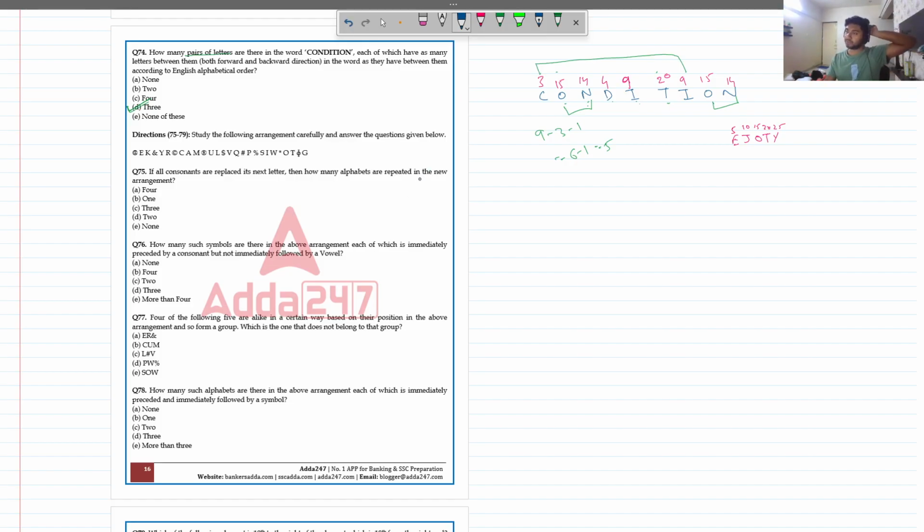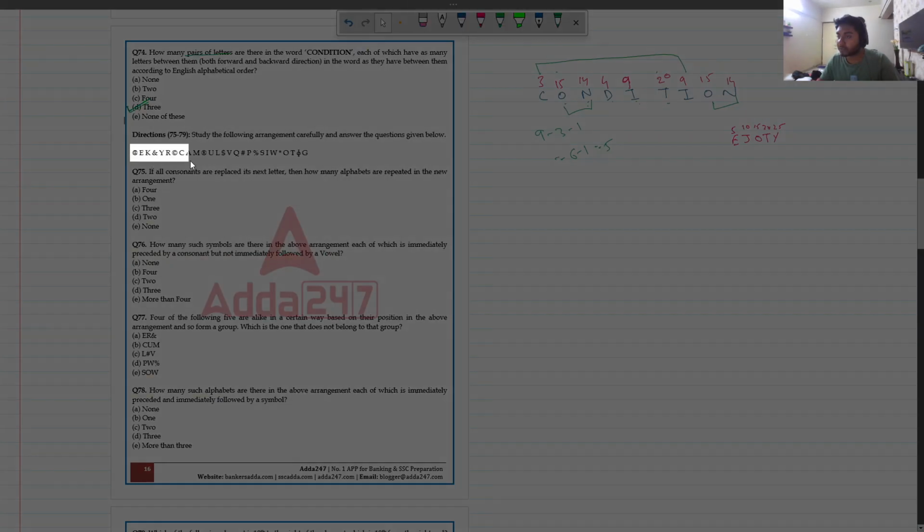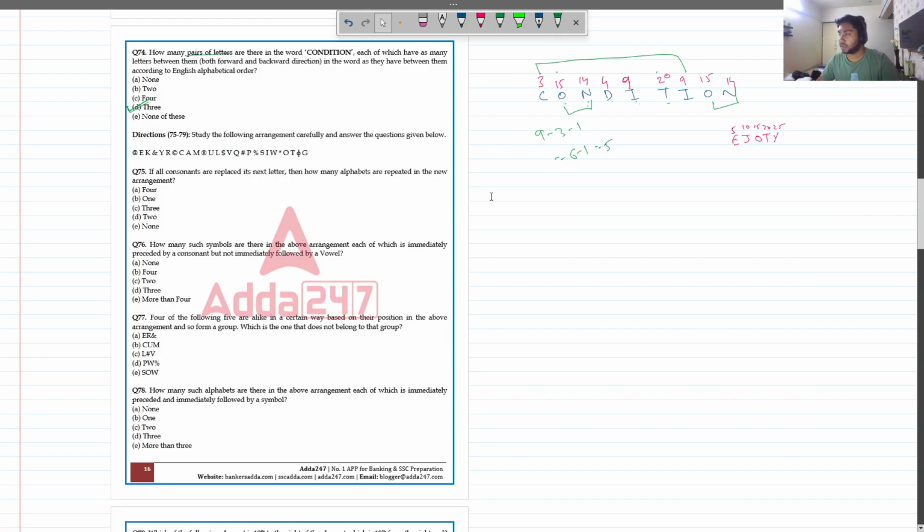Study the following arrangement carefully and answer the following questions. If all the consonants are replaced by its next letters, then how many alphabets are repeated in the new arrangement? To do this question also, you have no need to write the full series again and replace all the consonants with its next letters. There is no need to do that much. Why not? I'm telling you, I'm explaining right now.